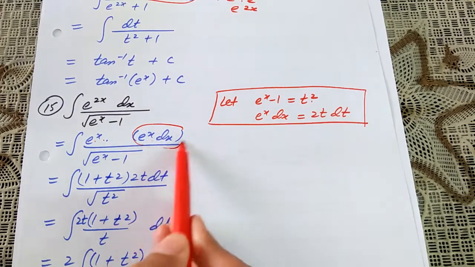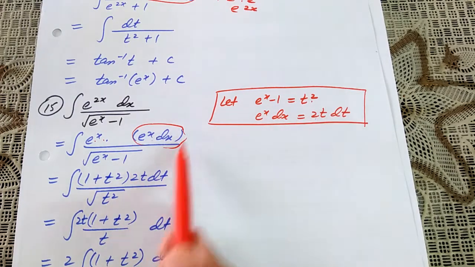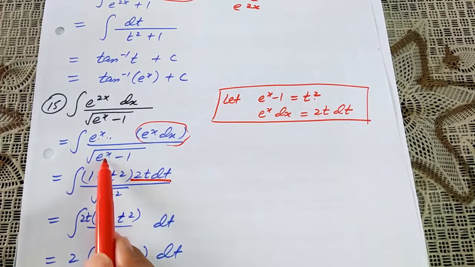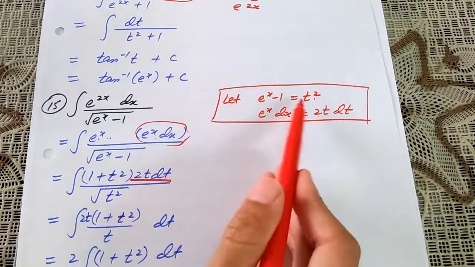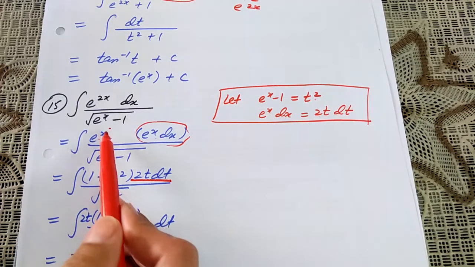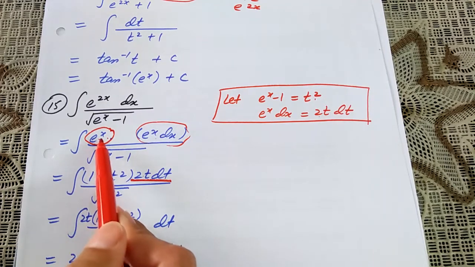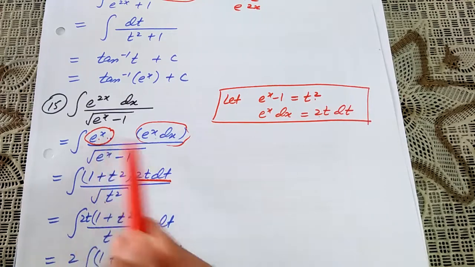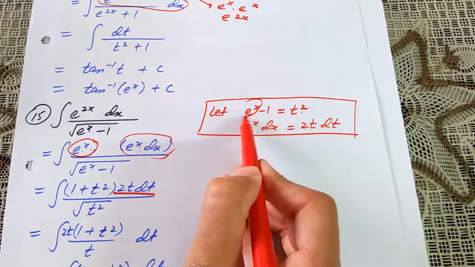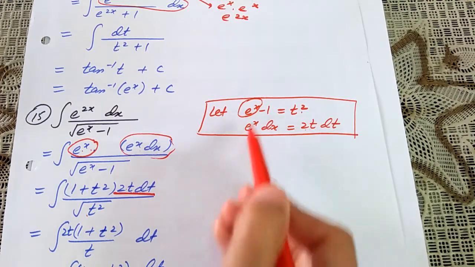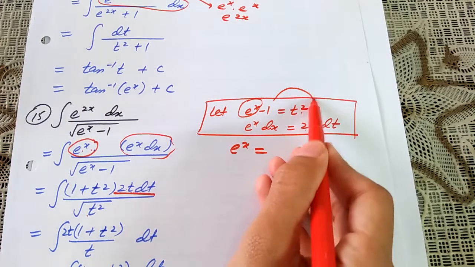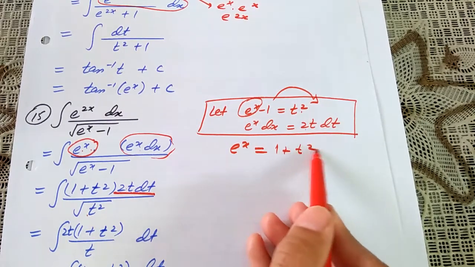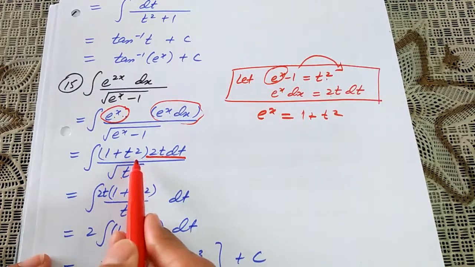Replace e raised to power x dx with 2t dt like this, and under root e raised to power x minus 1 will be replaced with t. Now I need to know this value. This is left. What can I substitute here in place of e raised to power x? I can get its value from here. This will be e raised to power x equals 1 plus t square. So replace it with this function.